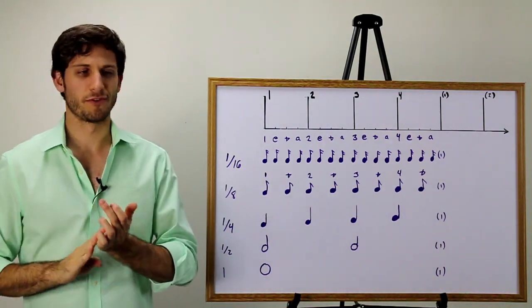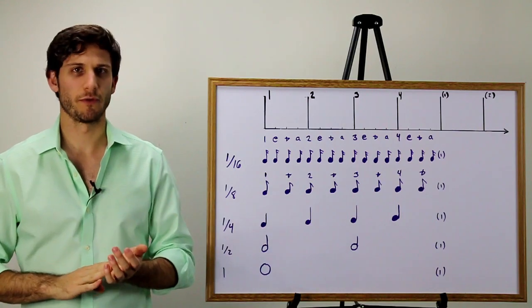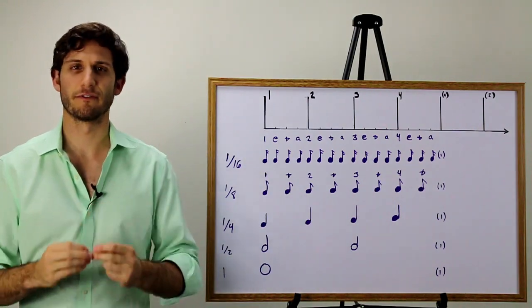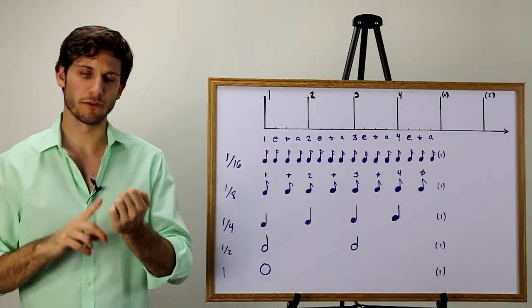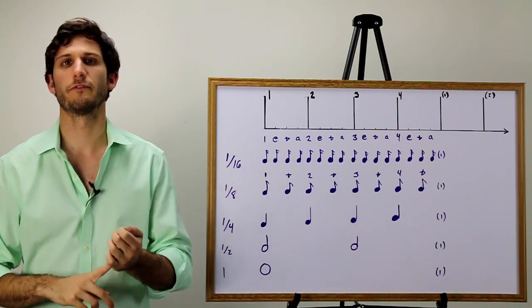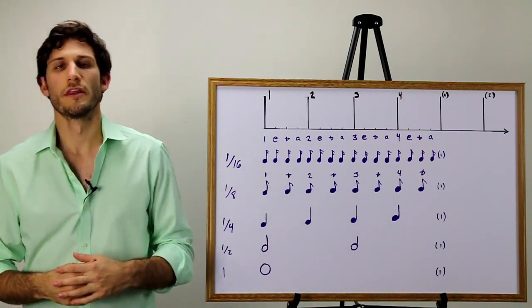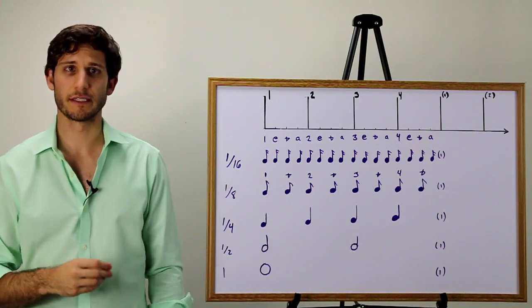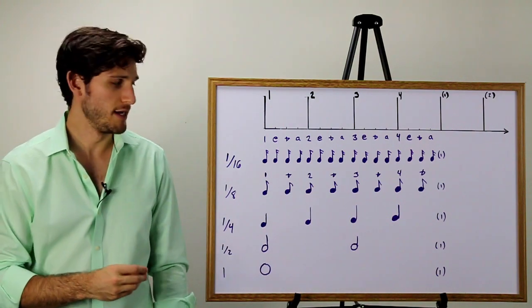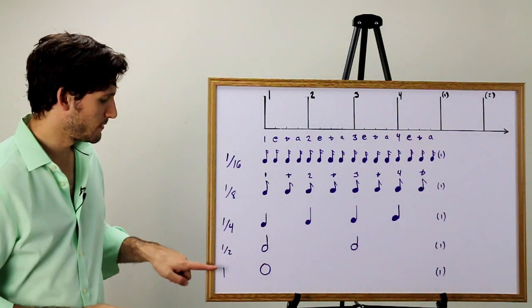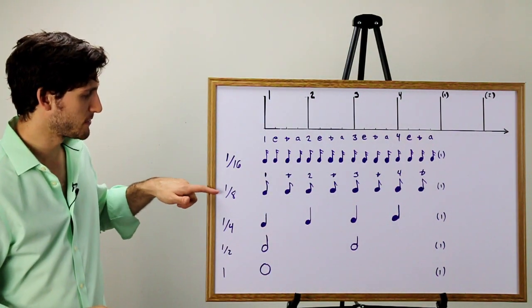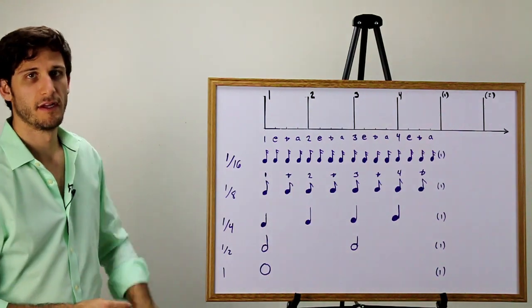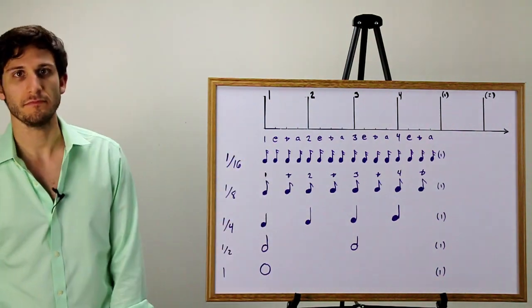1, 2, 3, 1, 2, 3, 1, 2, 3, 1, 2, 3 just feels very different from 1, 2, 3, 4, 1, 2, 3, 4, 1, 2, 3, 4. The most common grouping is 4 quarter notes per measure. It's also the most convenient one because if a measure is the length of 4 quarter notes, then it is also the length of 1 whole note, 2 half notes, 8 eighth notes, and 16 16th notes, just like we have here on the board.